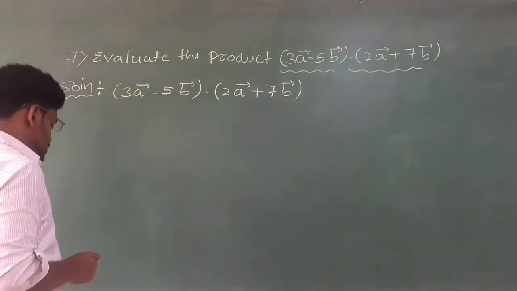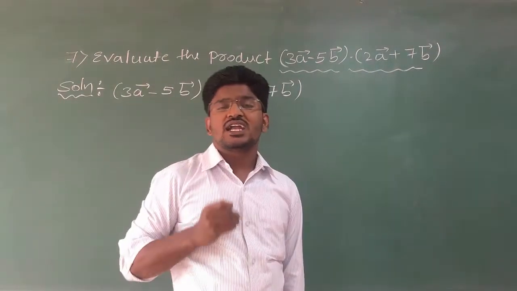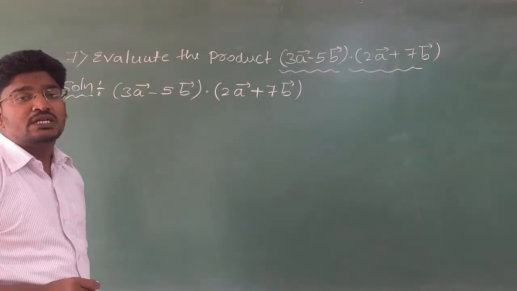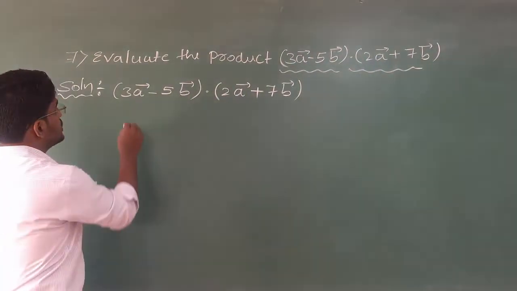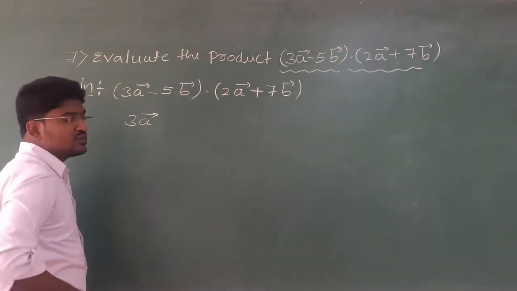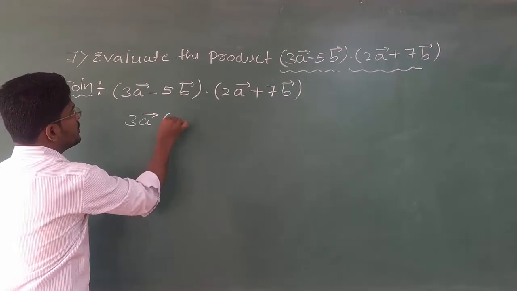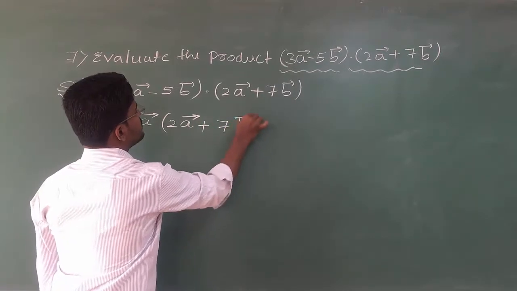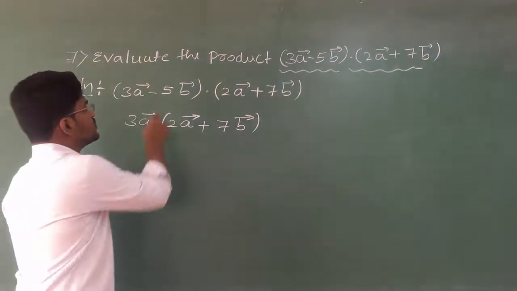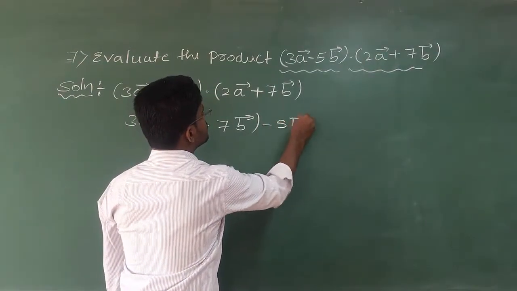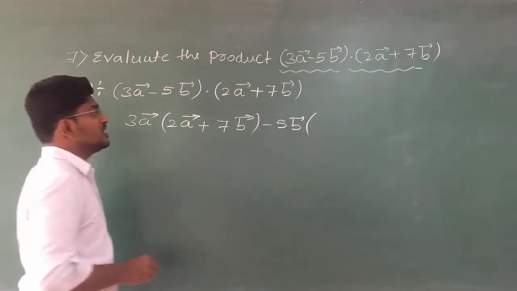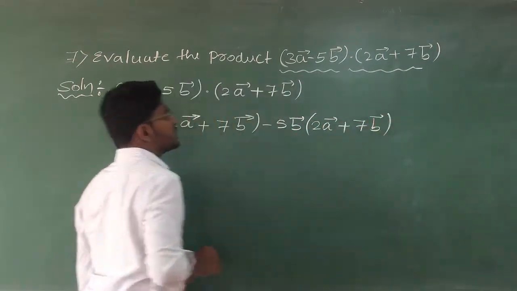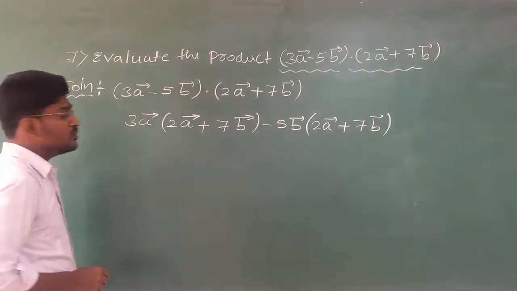As you all know, the dot product is commutative and the dot product is distributive. So we can distribute the dot product here. If I distribute my dot product, what will it give? 3 times vector A dot 2 times vector A plus 7 times vector B. Next, minus 5 times vector B dot 2 times vector A plus 7 times vector B.